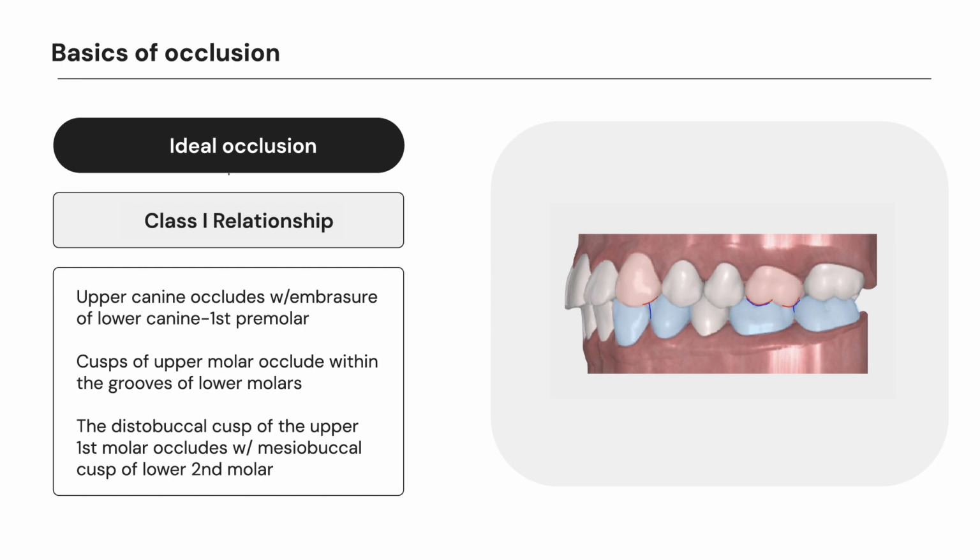So when we look at it up at the canine, we now are talking about how the upper canine fits into the embrasure space of the lower canine and the first premolar, right? It's the hills and valleys thing that we talked about. That's, again, healthy ideal occlusion.